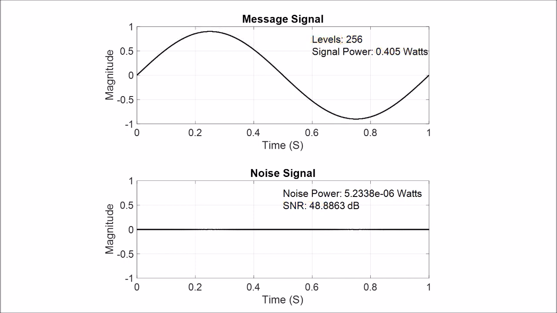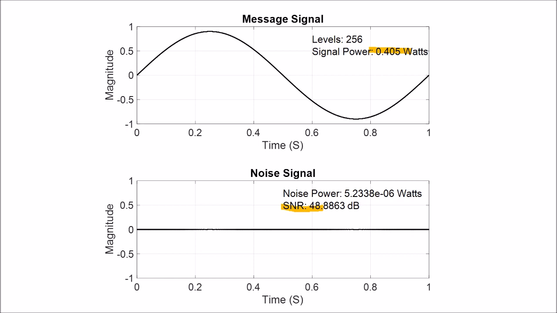Here is the sinusoid with an amplitude of 0.9, and you can see that the signal power has decreased, and the signal to noise ratio has also decreased a bit, indicating that this is of less quality than the quantized signal with a larger amplitude.